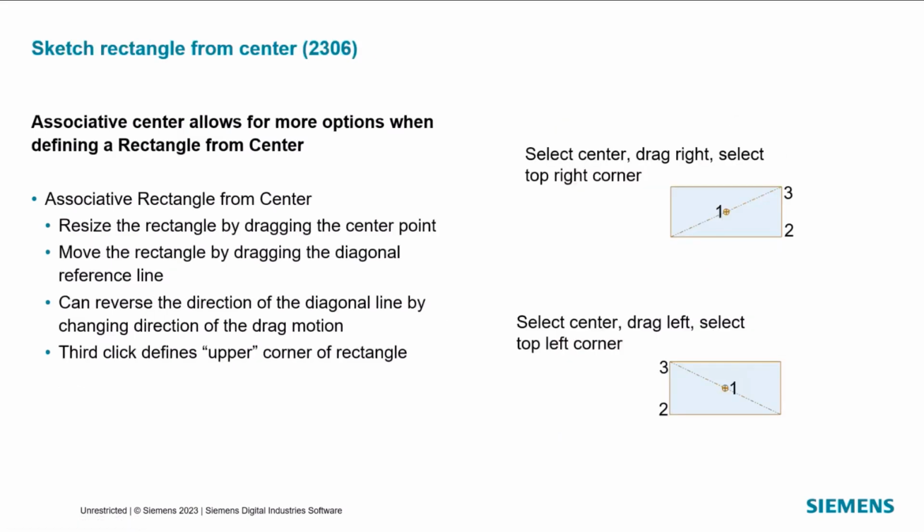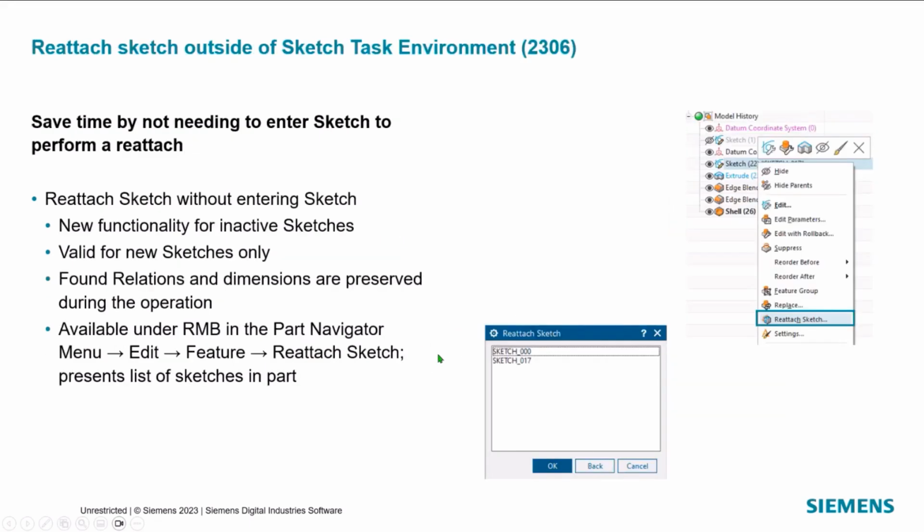Now the rectangle command has been enhanced for 2306, so that if you use the center option, once you create the rectangle, you'll see a center point as well as a diagonal line that you can use to manipulate the rectangle. So you can constrain those elements. You can constrain to the midpoint there. You can constrain to that diagonal line. And you can also click and drag those around on the sketch to manipulate the orientation and size of the rectangle. So it's pretty easy to use. You'll figure it out right away just by playing around with it.